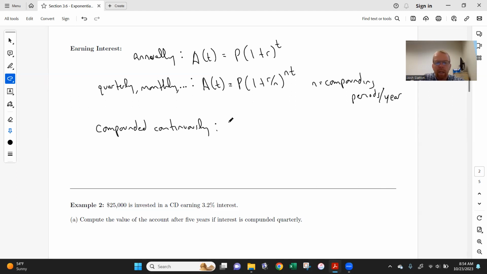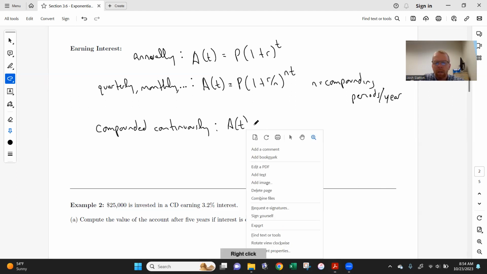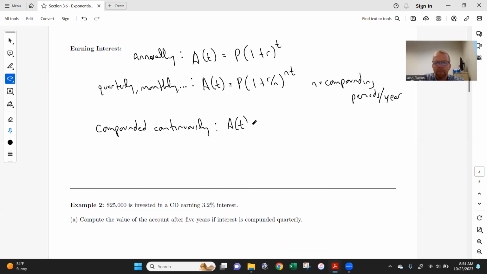So then we have A of t is P e to the RT. So whenever we have continuously anything, continuous decay, continuous growth, compounding continuously, we're going to use the e function to find that, which essentially is what we get if you take n to infinity. So continuous compounding, we have n compounding or infinite compounding periods per year. And if you take the limit of that as n goes to infinity, this is what you get.